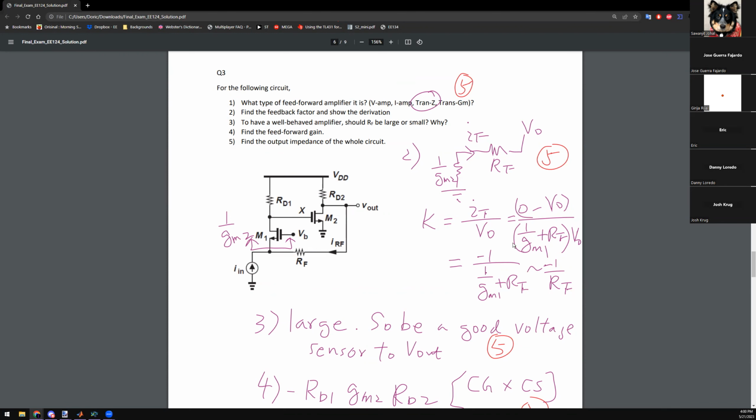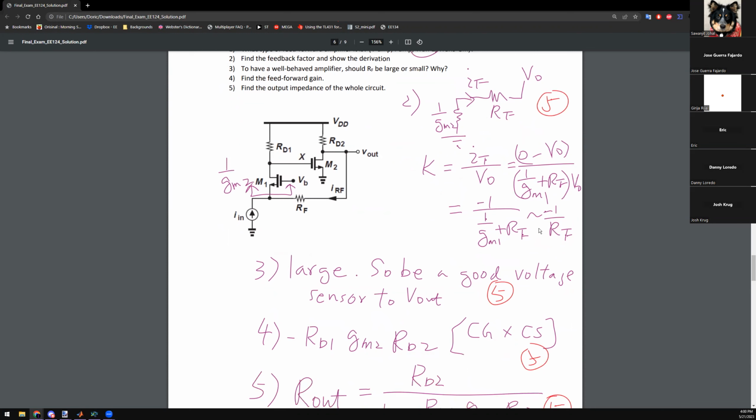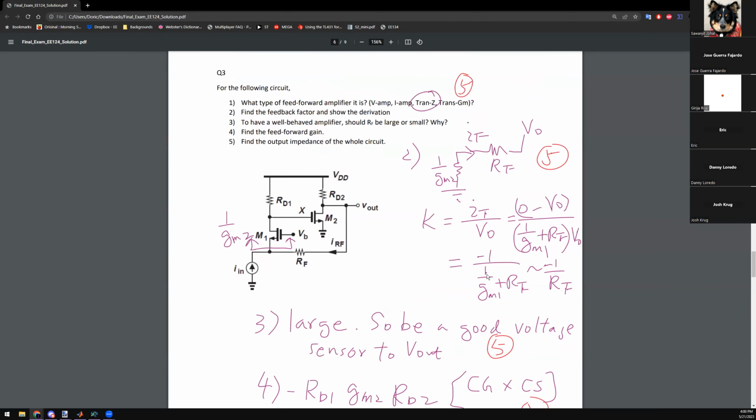Wait, so I of T. I of test over V naught. That's his IF. 1 over, what is V naught? 1 plus 1 over GM1 plus RF. 1 over 1 plus GM1 plus. Hey, there's my answer. Yeah. Okay, which approximates to RF. So 1 over, all right. I don't know how we did it, but we did it.